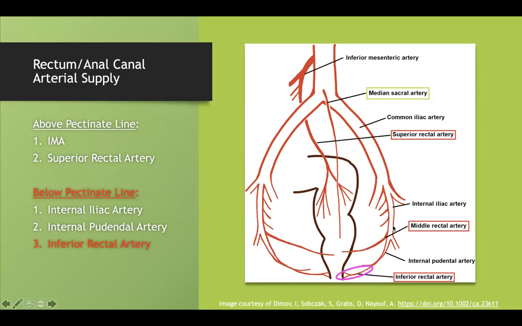And notice the middle rectal artery can sometimes branch directly off of the internal iliac. But the point I'm making here is that above the pectinate line, it's always going to be a hindgut organ, so it's going to be supplied by the IMA, and below the pectinate line, it's going to be through an entirely different blood supply pathway.